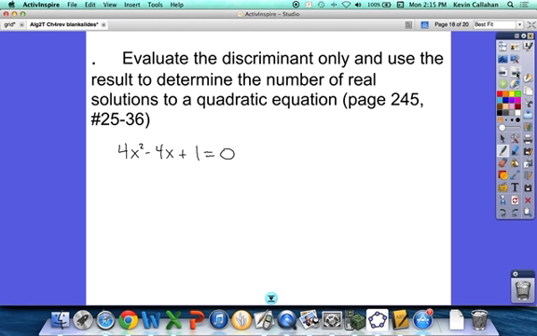Okay, how about this one? Evaluate the discriminant only and use the result to determine the number of real solutions to a quadratic equation. Which part of the quadratic formula is the discriminant?